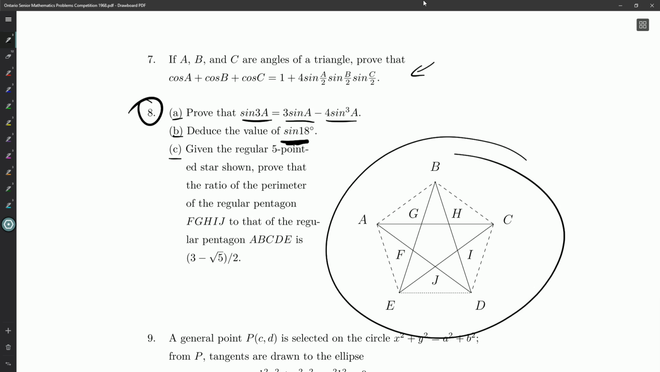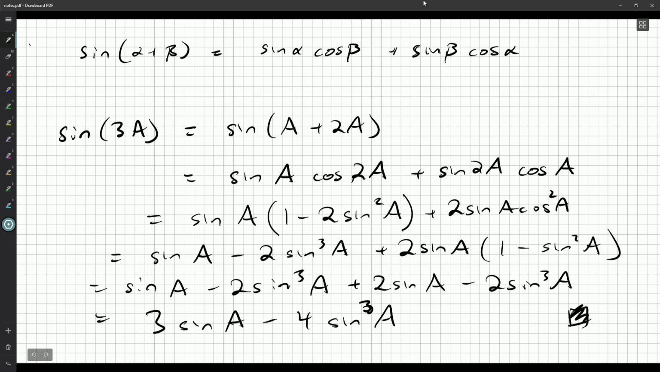So sine 18. So sine 36, I don't know that. 54, I don't know that. 72, 90. 5 times 18 is 90. So that's interesting. Maybe let theta be 18 degrees. 5 times theta is 90 degrees. Now, I know sine 90 degrees is 1.